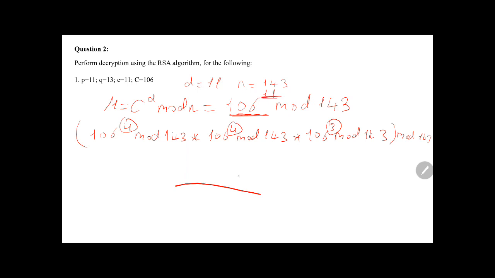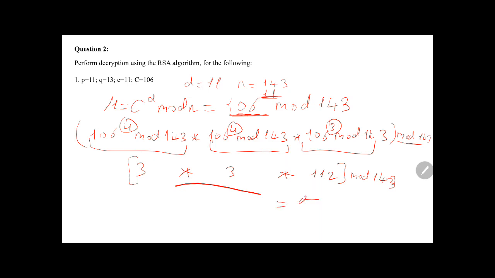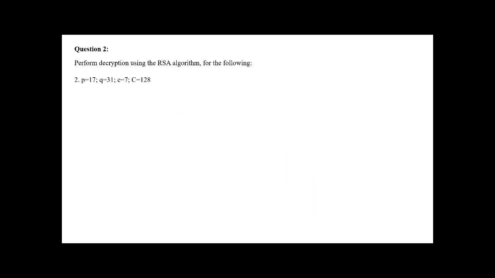So this modulus, if I try to solve it, this part will get me 3, multiplied by this part here, which will get me also 3, multiplied by the last part here, which will get me 112. So when I get all these 3 and multiply them together, I do modulus 143, one outside here, and this will get me 7. So the message here is 7. And that's it for the first question.